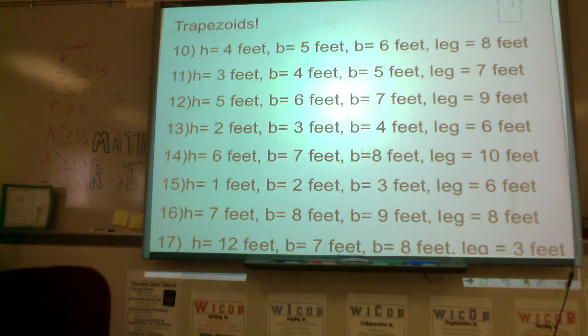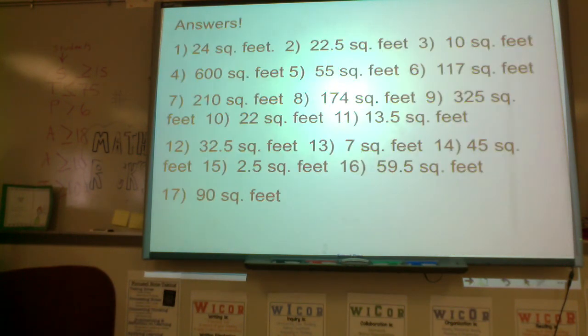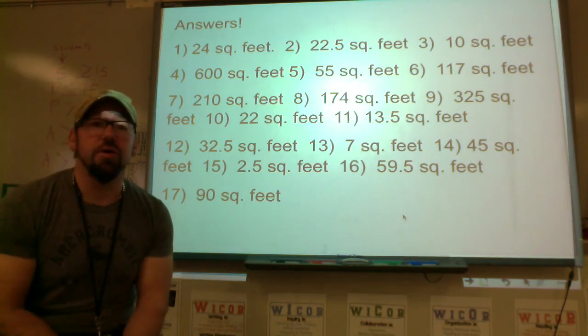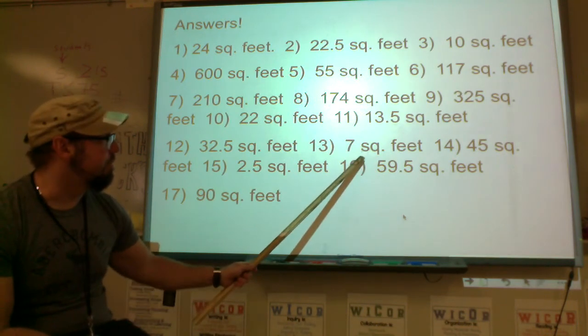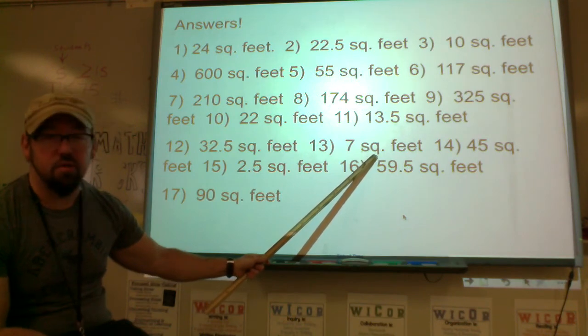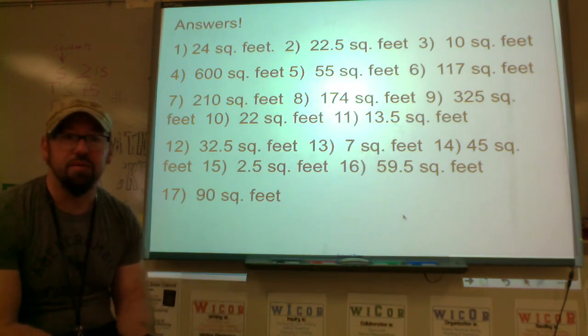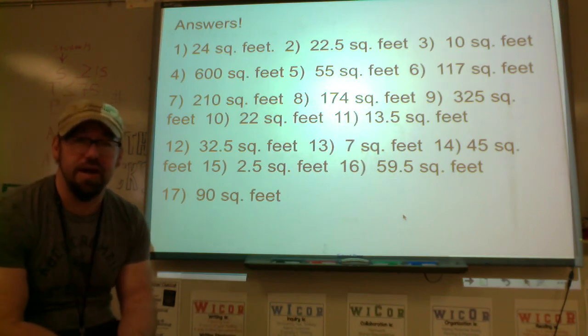Okay, there are your trapezoid problems. So you're going to want to pause the video and then write those down. And now I'm going to put up the answers. Okay, and those are all your answers. These are the correct answers, so you can check these after you do the practice. This is square feet. They're all labeled that way. If you put feet squared, that's fine as well.